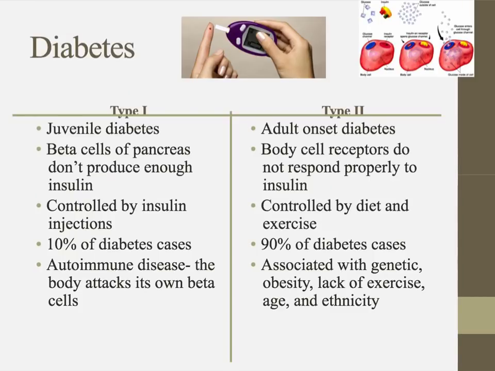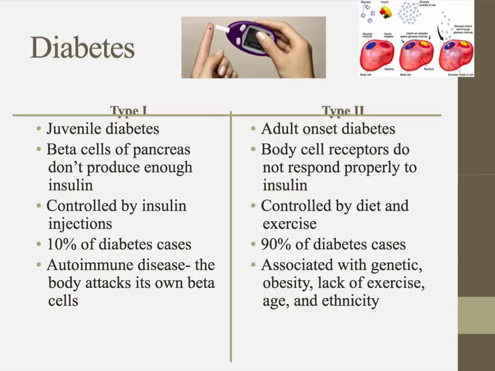Okay, your body's inability to regulate the blood glucose levels is a disease known as diabetes. And there are two types of diabetes, type 1 and type 2. Type 1 diabetes is known as juvenile diabetes. It's something that you're born with. It's usually diagnosed before age 8. Type 1 diabetes occurs when the beta cells of the pancreas don't produce enough insulin. The only way to control this is to give yourself insulin shots.